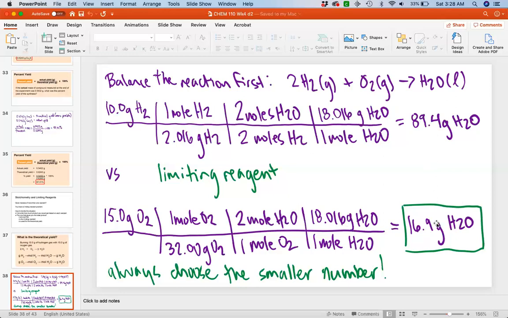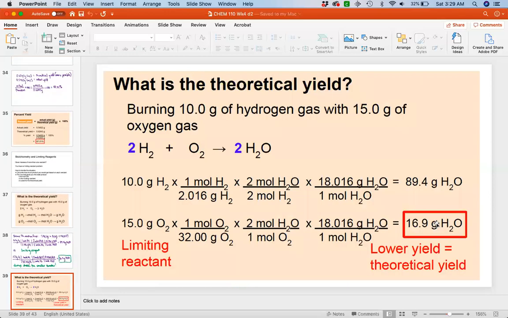So if we're thinking about these two, we always want to choose the smaller number. Even though it's tempting to say the maximum yield, you might think you want the bigger number. In this case, you can only make as much as you have the limiting reagent of. So you always want to choose the smaller number. So again, our balanced equation should have a 2 in front of the hydrogen and a 2 in front of the water. When we do our calculation, we're going to find that our limiting reagent is the one that has the lower amount. That's going to be our theoretical yield.